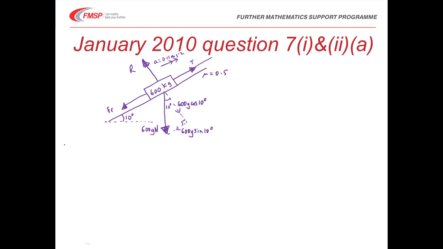And firstly, I'm going to resolve perpendicular to the plane. That's my sign for perpendicular, a little right-angled symbol. Perpendicular to the plane. And I'm doing this because I'd like to establish the value of R, because I'll need that for the friction. R, upwards from the plane, out of the plane, and in the other direction, the only other force is 600g cos 10.